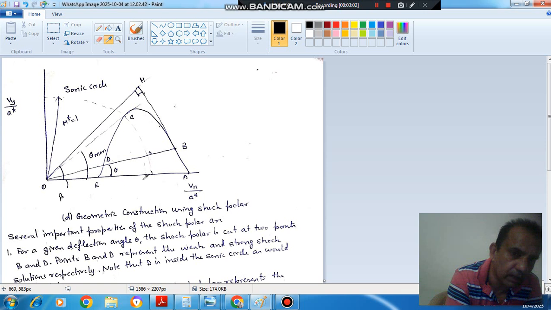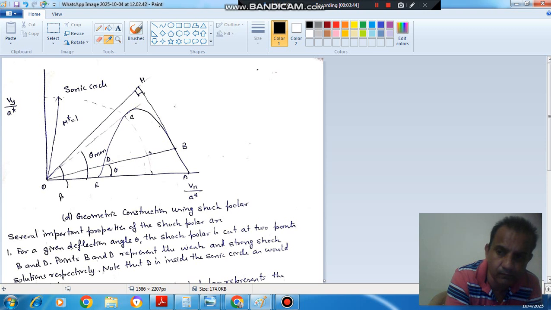And this is the sonic circle corresponding to M star equal to 1. Inside this the velocities are subsonic, and outside this the velocities are supersonic. So that's why this is strong shock and this is your weak shock. If we join A, B and extend it up to H and draw a perpendicular which passes through O, then this angle will be your shock angle. Now we will read the observations obtained from this graph.